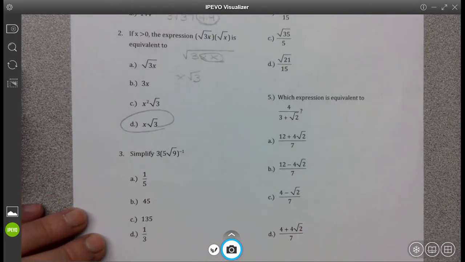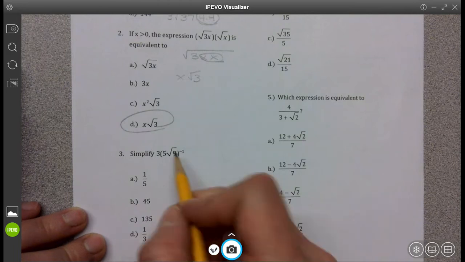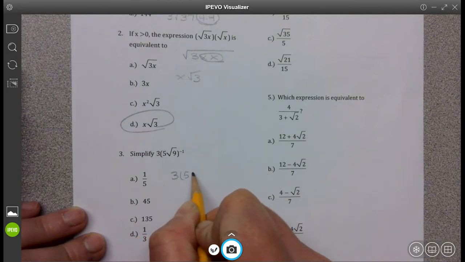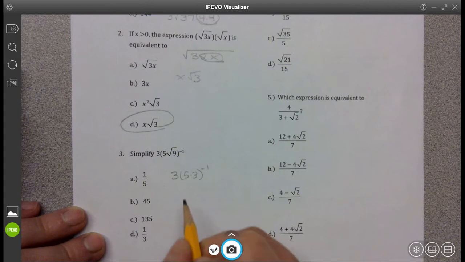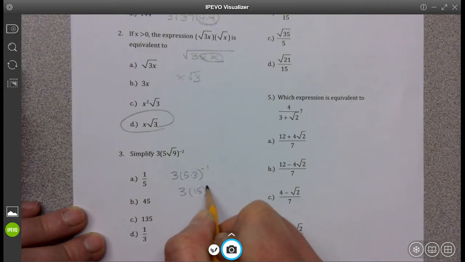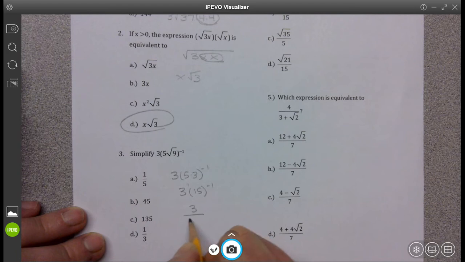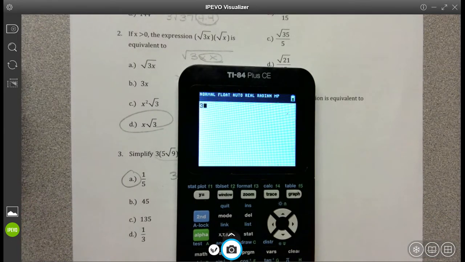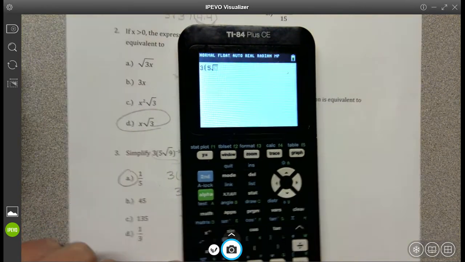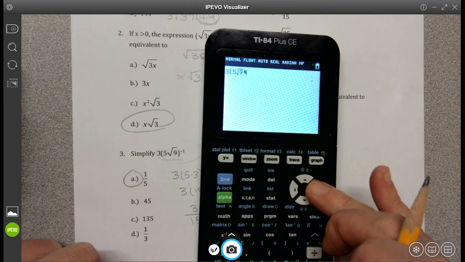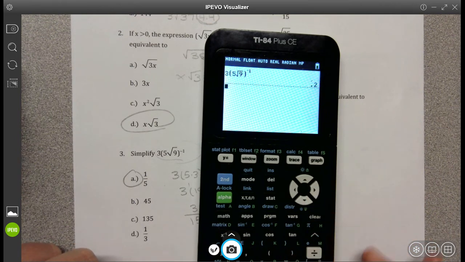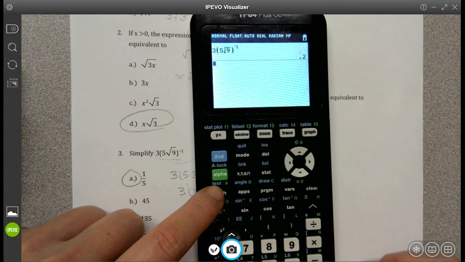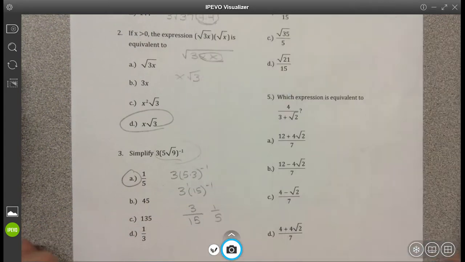Number 3, you can simply put this into your calculator to get the answer, or 3 times 5 times 3, because that's what the root will give you. 3 times 15. This is positive. This goes to the denominator, and we get a 5th. You could have also just put this in your calculator. So we could have 3 times the quantity 5 second square root 9. Close your parenthesis to the negative first. It would have been 0.2. If you weren't sure what that was, you could hit the math button, and it will tell you.